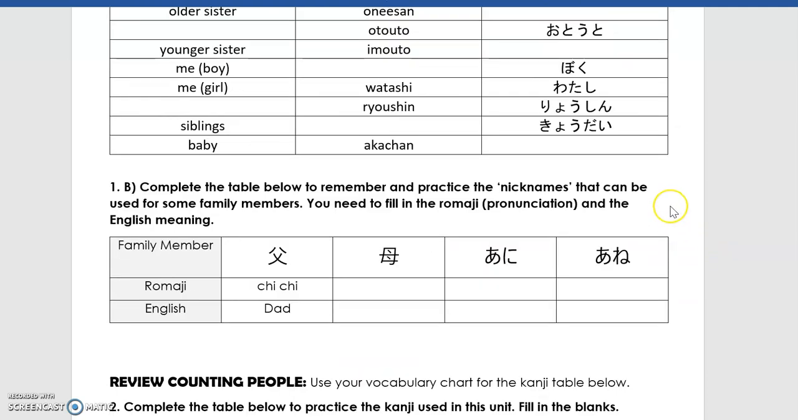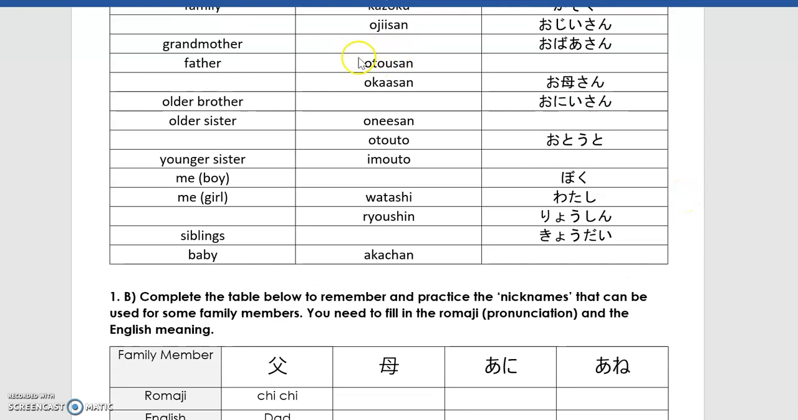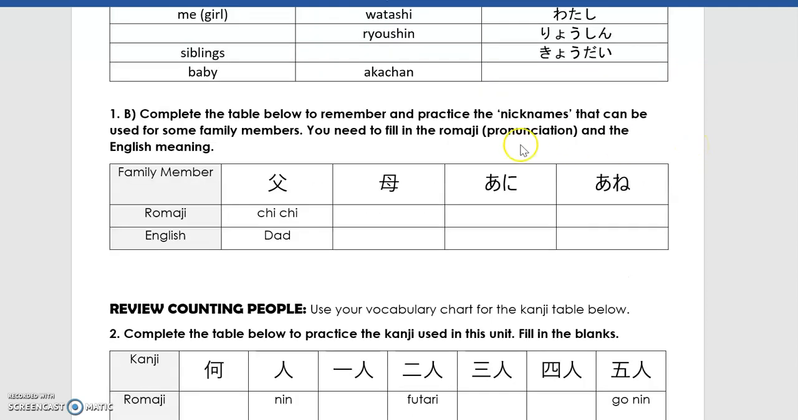1B, we're looking at some nicknames that can be used for our family members. We know that when we're trying to be polite, we call our dad oto-san, or especially if we're talking about someone else's dad. If we're talking about someone else's mum, we would say oka-san. We use the whole words if we're trying to be polite. If we're talking about our own dad, however, we can just use this single kanji to write his name, and we say it as chichi. So chichi is the word you can use for your own dad.